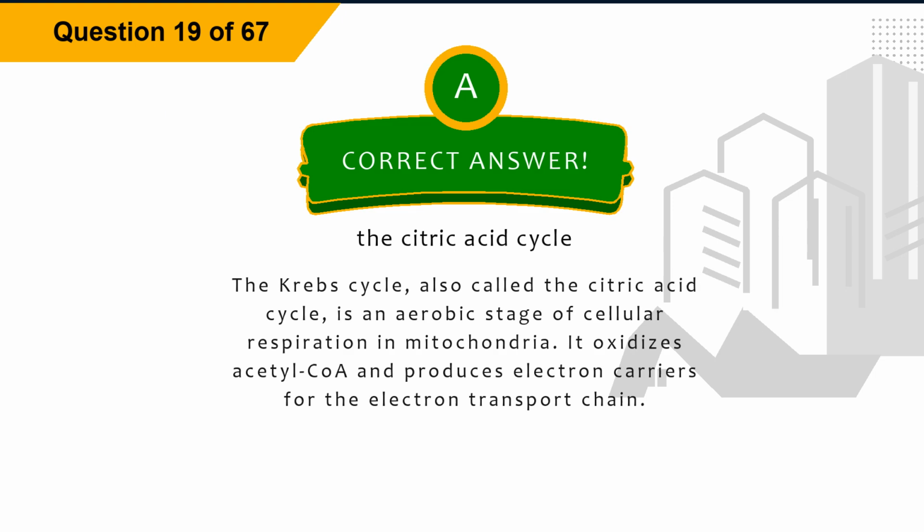The correct answer is option A, the citric acid cycle. Explanation: the Krebs cycle, also called the citric acid cycle, is an aerobic stage of cellular respiration in mitochondria. It oxidizes acetyl-CoA and produces electron carriers for the electron transport chain.